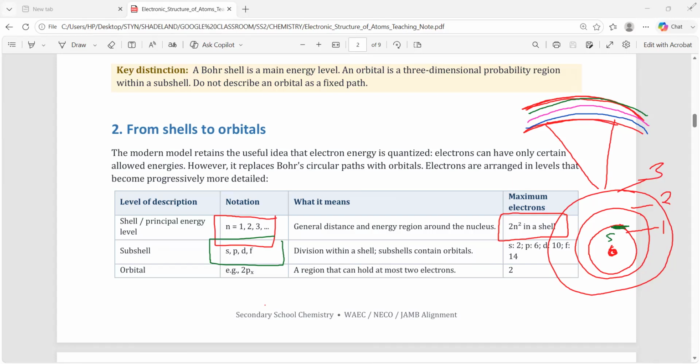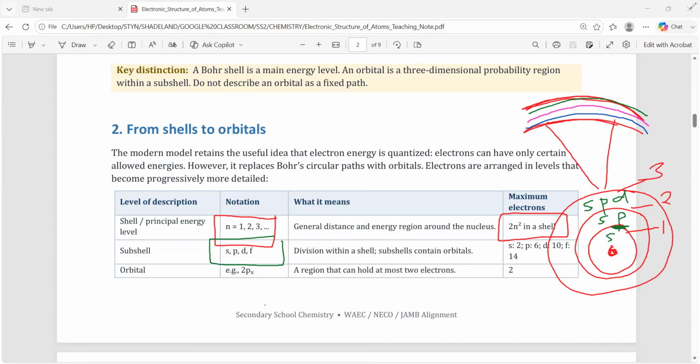When we now come to shell 2, it is bigger. So shell 2 has S subshell, and it also has P subshell, but it does not have the D and the F subshells. Then when we move to the third shell, the third shell now has the S, the P, and the D subshells. I don't know if you notice something, that the bigger the shells are, the more the number of subshells.